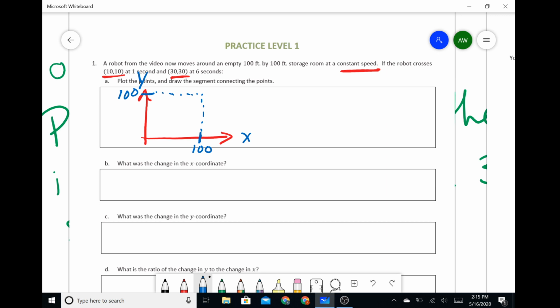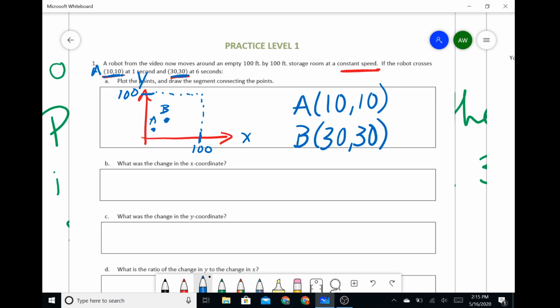So it's asking us to plot these 2 points, right? (10, 10) and (30, 30). So you know how to do this, right? (10, 10). There's a point. We can call that point A. And then (30, 30). It's going to be somewhere up here, right? And we can say that that's point B. So I'm just going to, for our reference, put point A and point B here, just so that we can look back at those and make sure they're good.